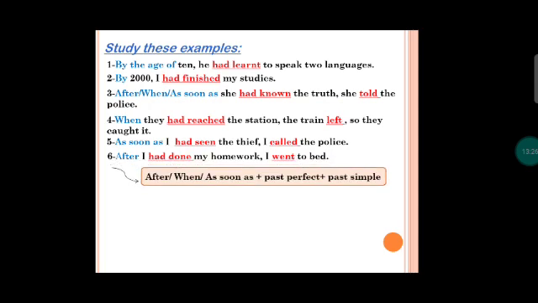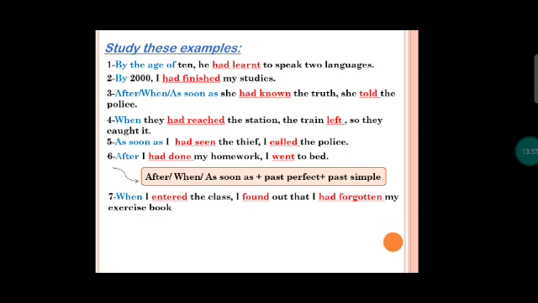After, when, as soon as, plus past perfect, plus past simple. The first action is past perfect, the second action is past simple. When I entered the class, I found out that I had forgotten my exercise book.